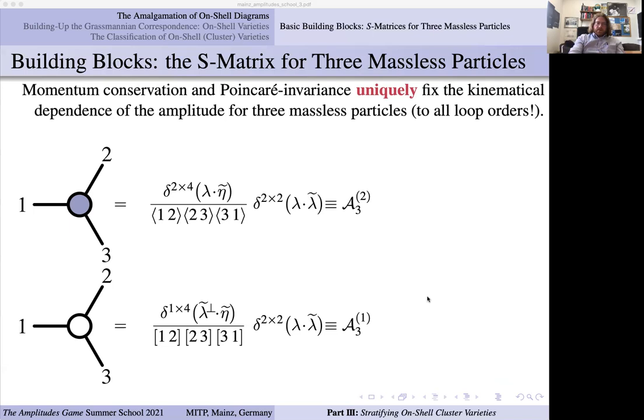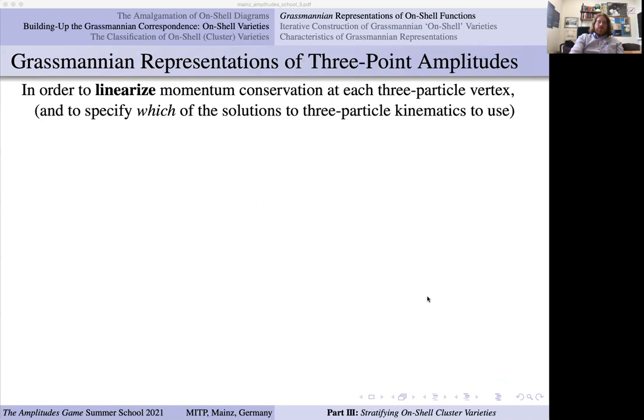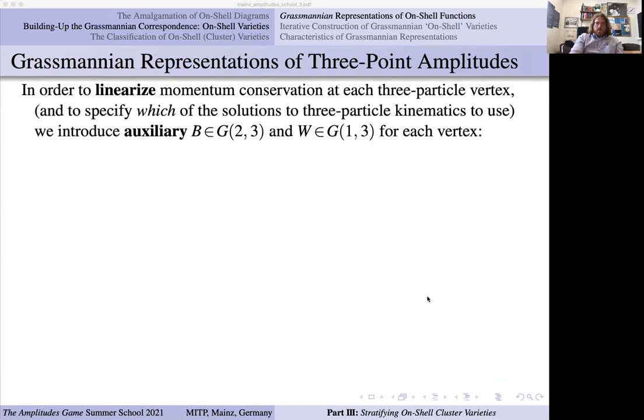And that is one way that I think you would discover the Grassmannian connection. By introducing some auxiliary structure, we'll see it's a Grassmannian, in order to manifest the linearity of momentum conservation at every vertex, and also just to specify which of the two solutions we care about. So the idea is as follows.